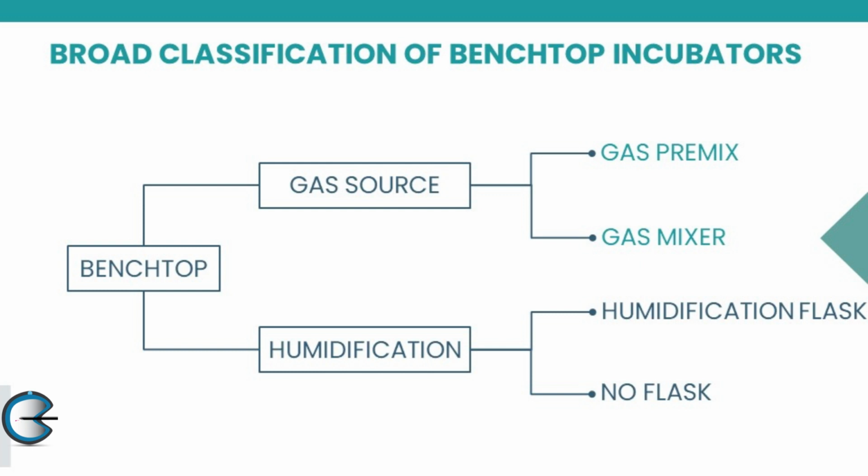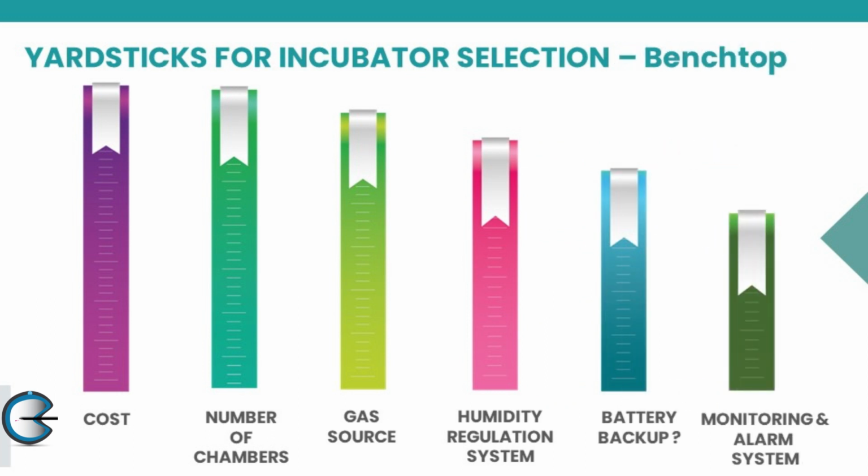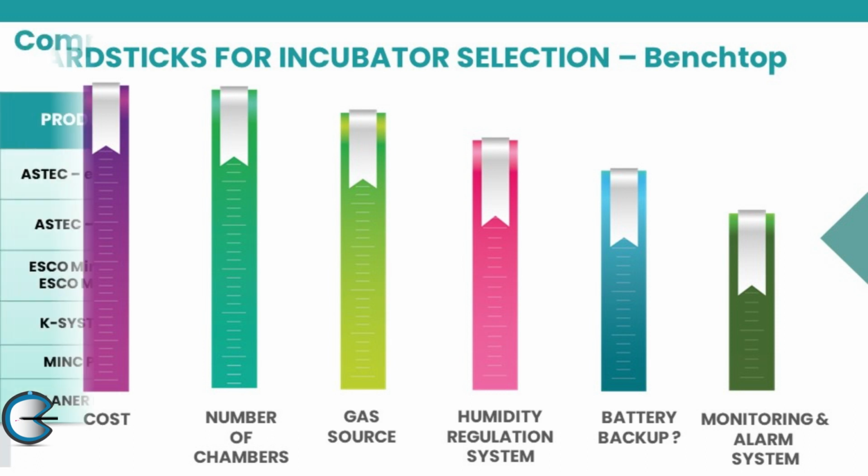Humidification system in a benchtop would either be with a humidification flask, which means it is a passive control over humidity, and it is called a humidified incubator. Whereas if you do not have any such humidification flask in the benchtop, it means that it is a dry incubator. So the yardsticks for comparing benchtop incubators would be the cost of the incubator, the number of chambers, or more specifically the number of dishes cultured per chamber, the kind of gas source, humidity regulation system, presence or absence of a battery backup, which is an optional feature, and features of the monitoring and alarm system.